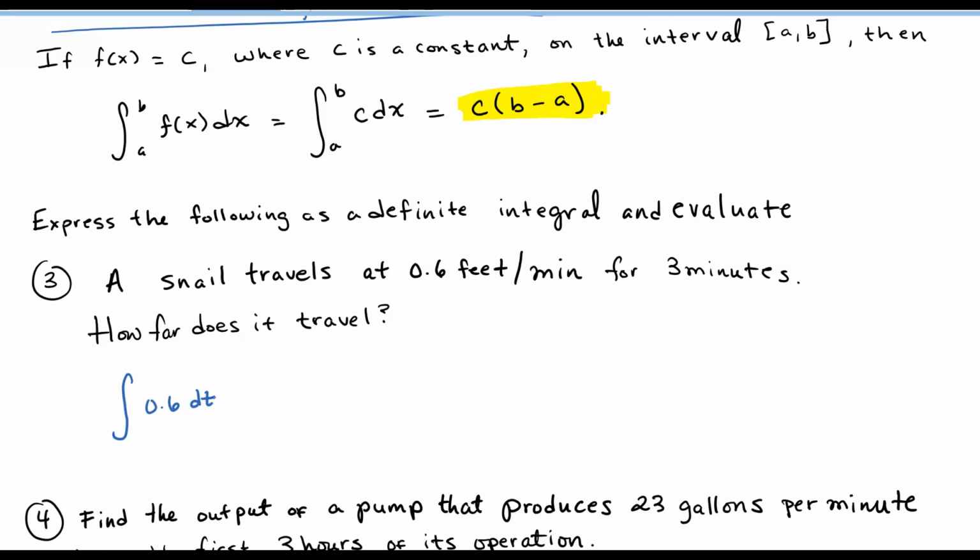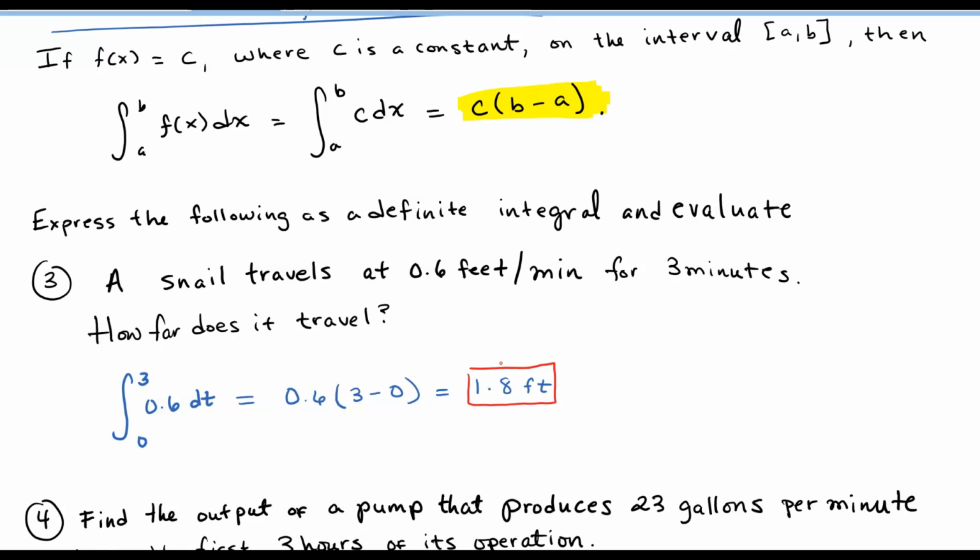Now, if it's for 3 minutes, it starts at 0 and it ends at 3. And so, following the principle that we just set up in the theorem that I mentioned a little while ago, it's just going to be 0.6 times (3 minus 0). And so when we take the definite integral, we end up with 1.8. In this case, the unit is feet. 1.8 feet.